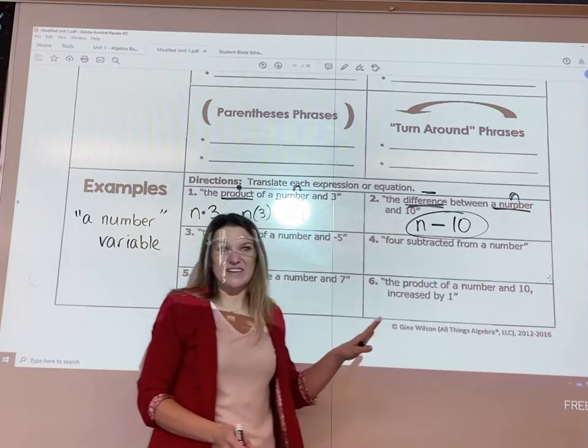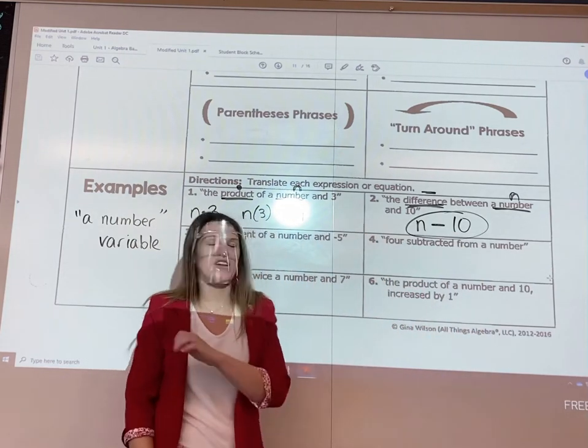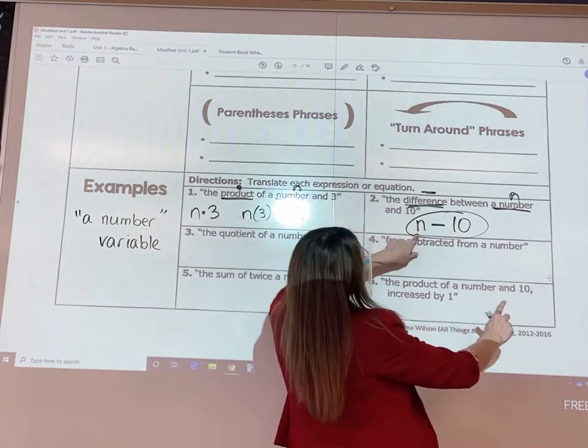These get very confusing, especially with difference. So just be careful with that and try to read back to yourself. So the difference between a number and 10.